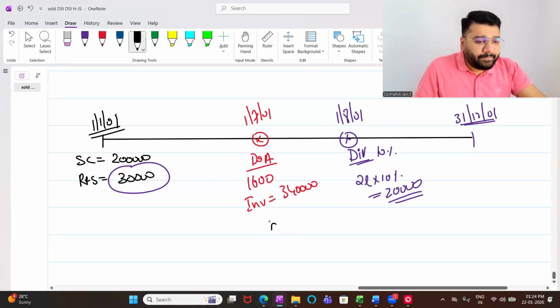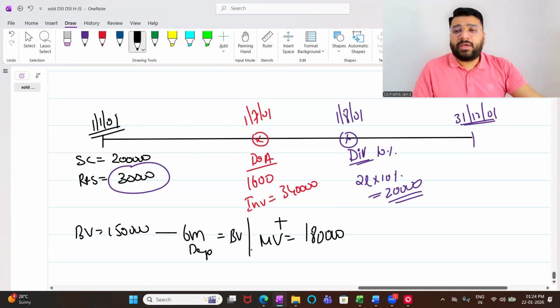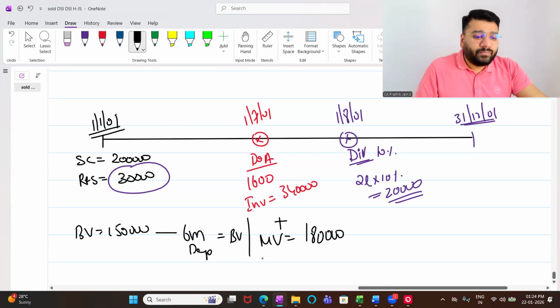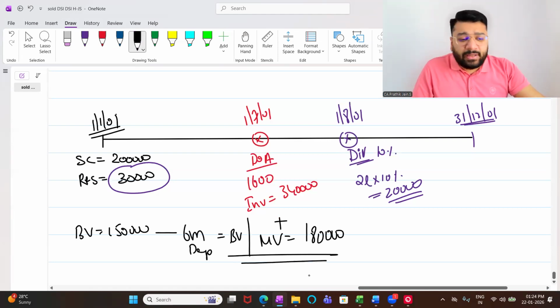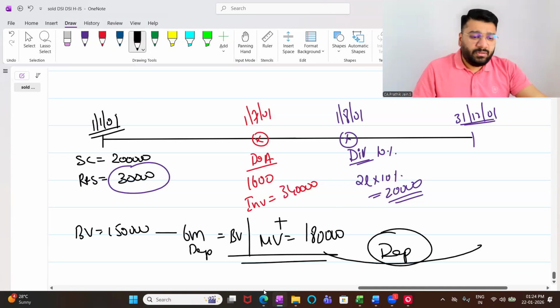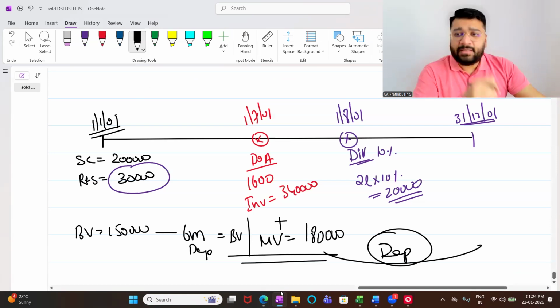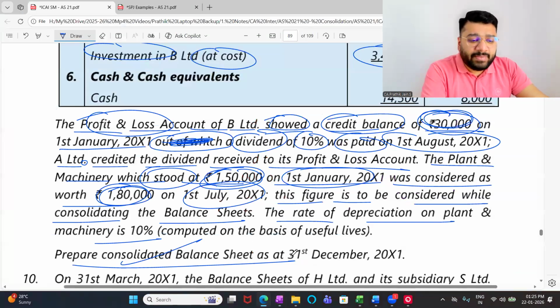Now, listen. Market value of the machine is given. How much is it? 1,80,000. Book value is given 1,50,000. So I have to minus the depreciation for 6 months. So I will get what? Book value as on this date. Okay, not okay. Once I get a comparison of book value and market value, I'll get revaluation profit or loss. Then for this period, I have to do additional depreciation. Data clear or not clear? Okay, so far game is clear.